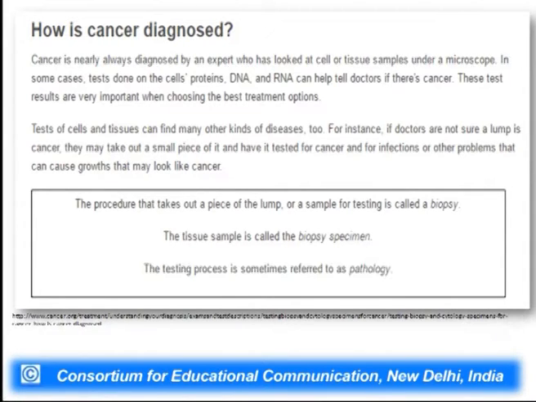Now, these tests of cells and tissue can find out what kind of disease it is, whether it is a cancerous or non-cancerous disease. The procedure which takes out a piece of a lump or a sample for testing from the patient is called a biopsy. When it occurs in the case of cancer, it is many times referred to as a cancer biopsy. The tissue sample which is taken out is called the biopsy specimen, and the testing process is many times referred to as the pathology process.